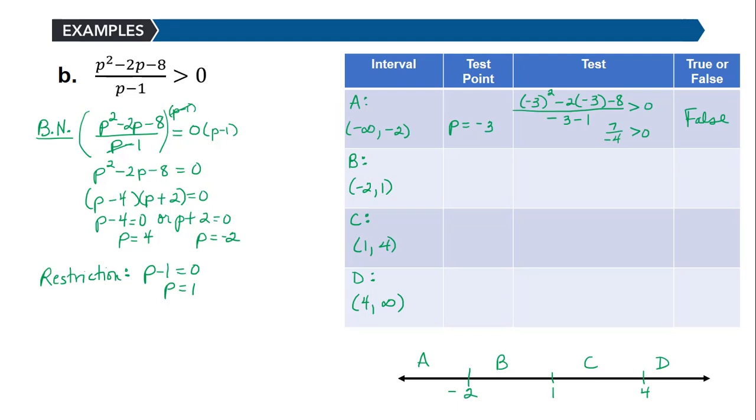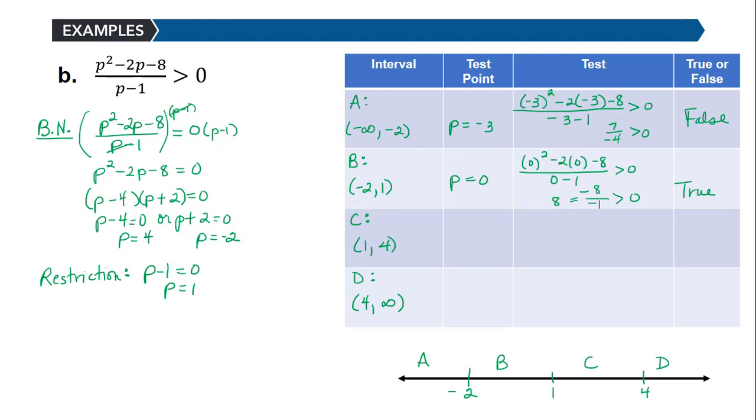In interval B, between negative 2 and 1, we're going to choose our favorite number, 0, and we would get 0 squared minus 2 times 0 minus 8 divided by 0 minus 1. Is this greater than 0? Simplifying the numerator, we get negative 8 divided by negative 1. Is that greater than 0? Well, yes, because negative 8 divided by negative 1 is positive 8, which is greater than 0, so that is true.